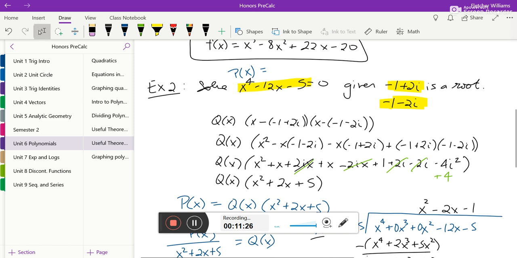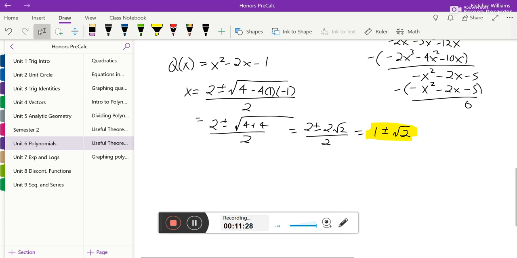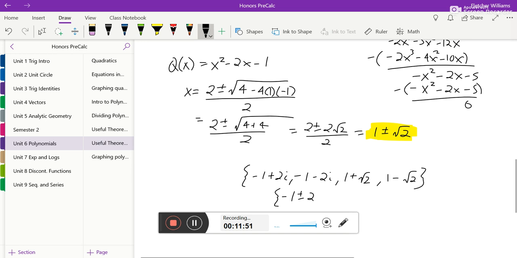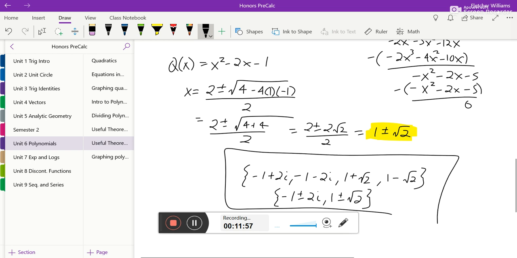So now we can say, what are all of our roots? What are all of our solutions to this quartic equation? It will be the set negative 1 plus 2i, negative 1 minus 2i, 1 plus root 2, 1 minus root 2. Or if you want to write that in shorthand, you could say minus 1 plus or minus 2i, and 1 plus or minus root 2. Those four solutions.